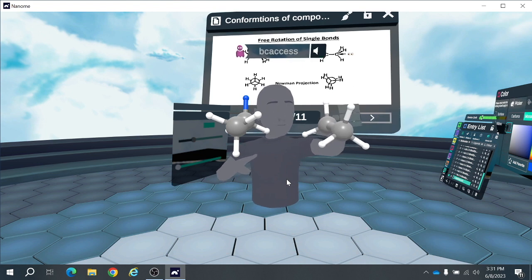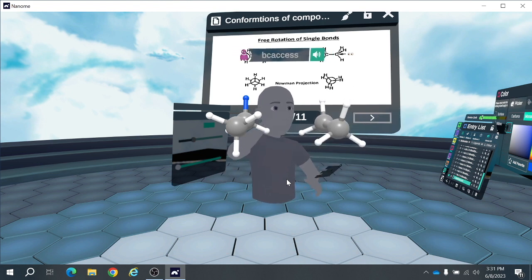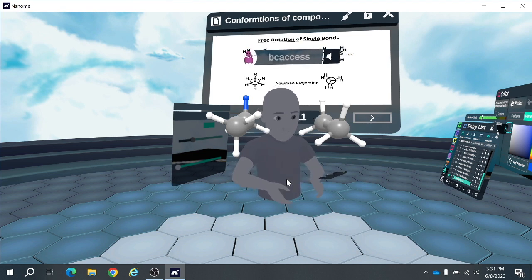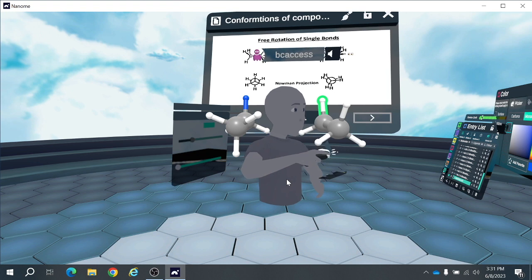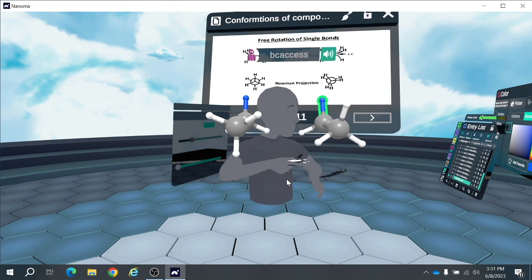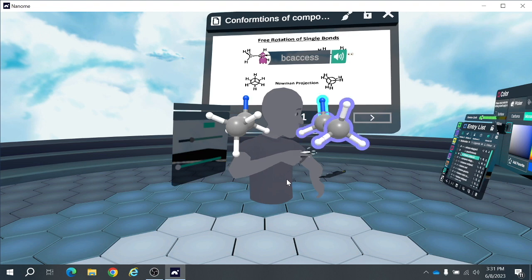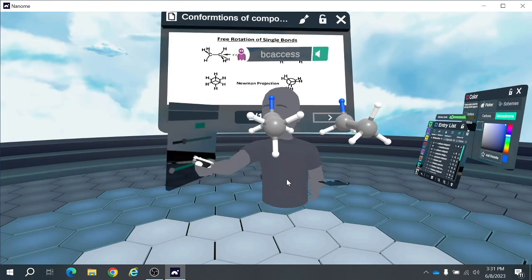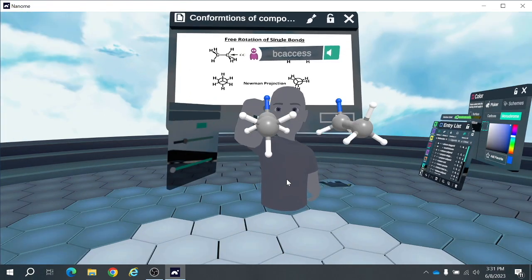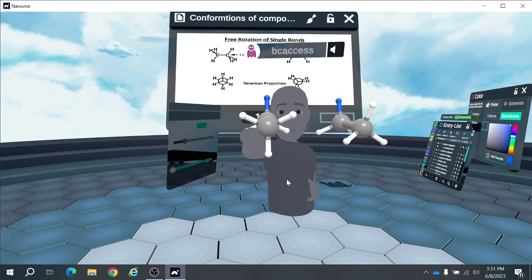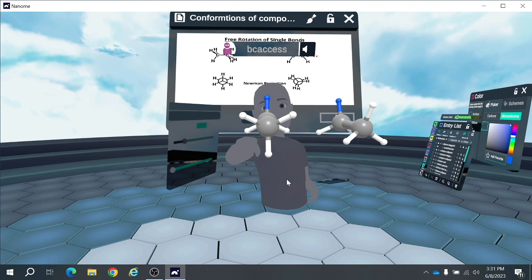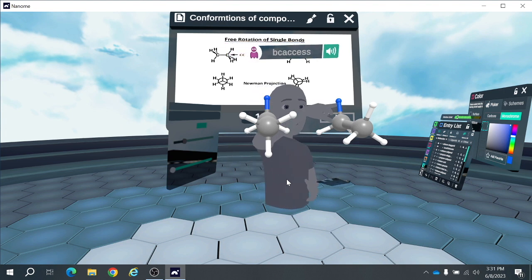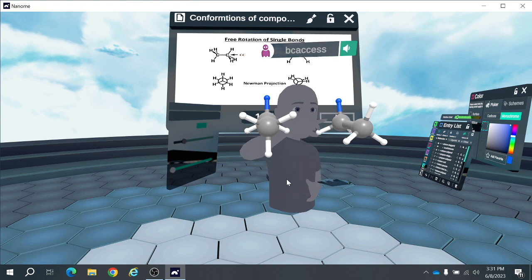So here's the eclipse conformation, where now the hydrogen here, let's color it blue as well. There we go. So now here, this blue hydrogen here is 180 degrees from that white hydrogen over there, and about 60 or so degrees from these two. Okay. So now here, the blue hydrogen is overlapping this white hydrogen, so they're right on top of each other.